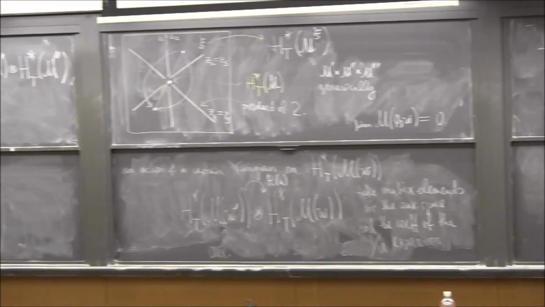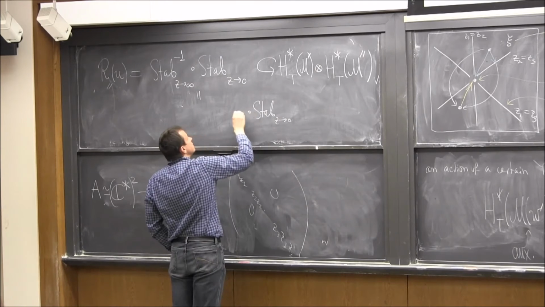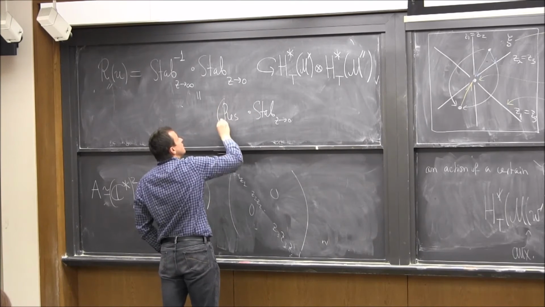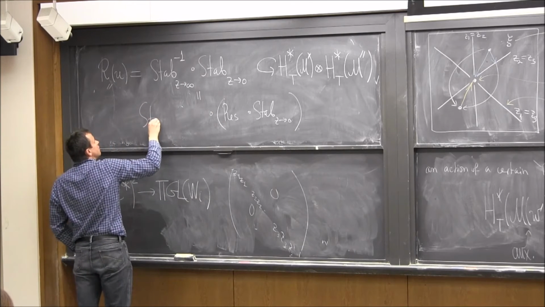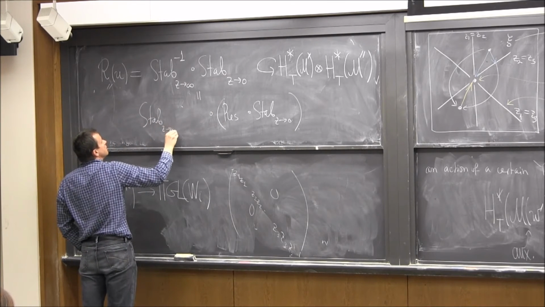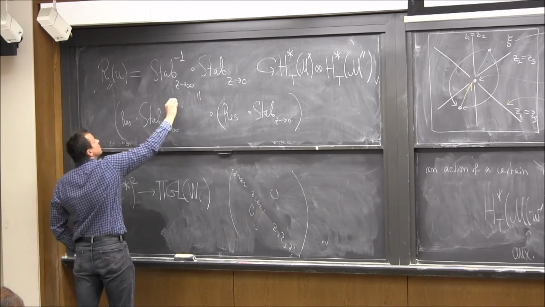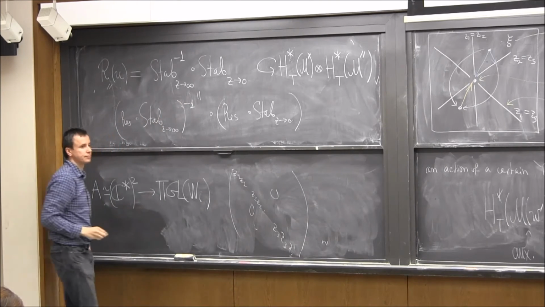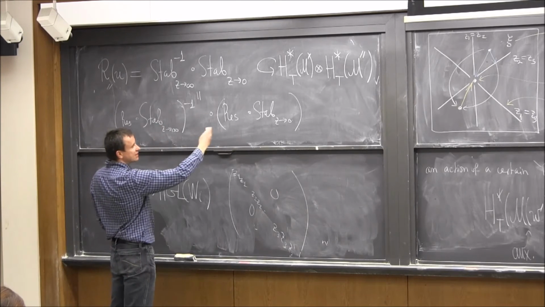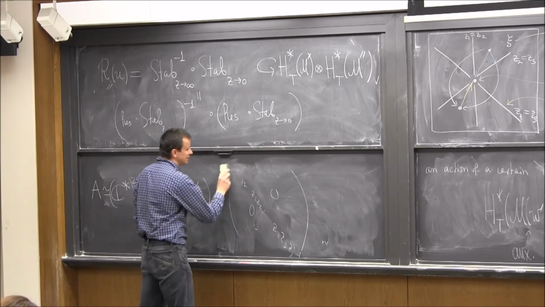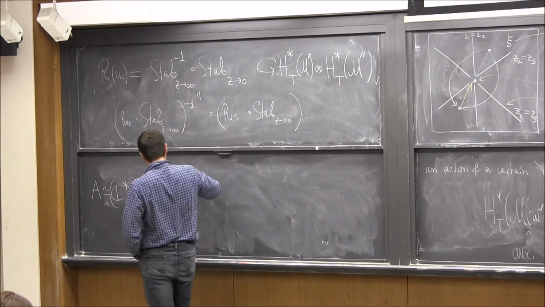I can consider this stable envelope, and then restrict it to these points, and then I take the inverse of the same, followed by restriction. This is just for pedagogical reasons. I want to talk about matrices.